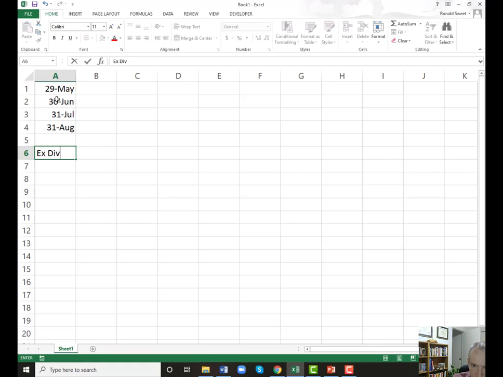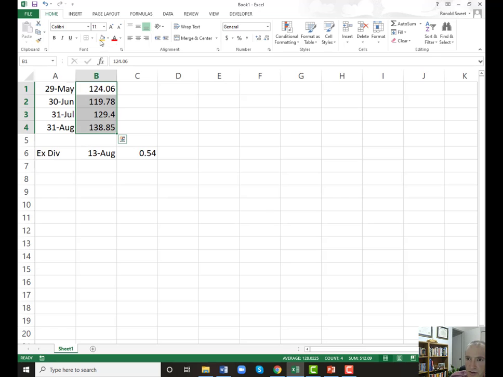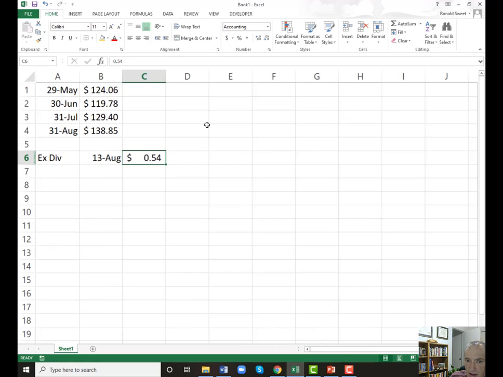The ex-dividend date is August 13th, and that is 54 cents. And then the prices, if you remember, are 124.06, 119.78, 129.4, and 138.85. I'm going to change those to be dollars and cents. Change my dividend to be dollars and cents.